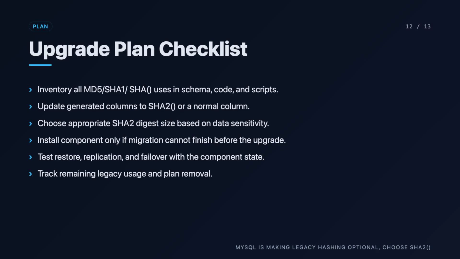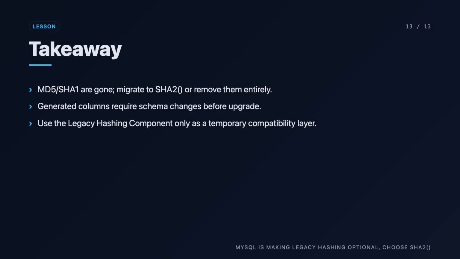Follow this checklist to avoid surprises during the 9.6 upgrade. First, find every legacy hash use, then rewrite generated columns, pick a digest size, install the component only as a temporary fix, test all recovery paths, and finally schedule removal. The key lesson is that MD5 and SHA1 must be replaced or removed. Generated columns need explicit updates, and the legacy component should never become a permanent dependency.